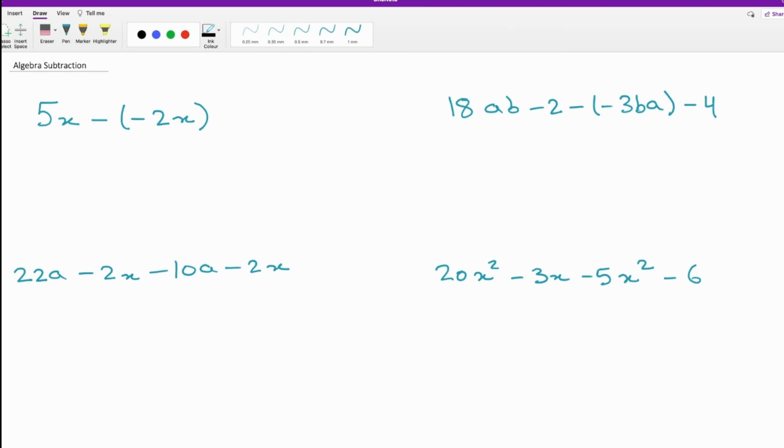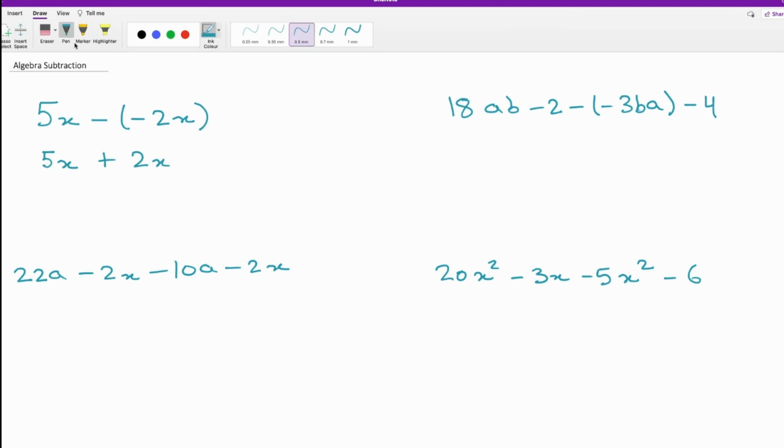Now with the first question, 5x minus, and then in brackets, minus 2x. So this targets that same principle, first over here, the minus and the minus being together. Now that's going to change to a plus. So let's rewrite that. 5x plus 2x.